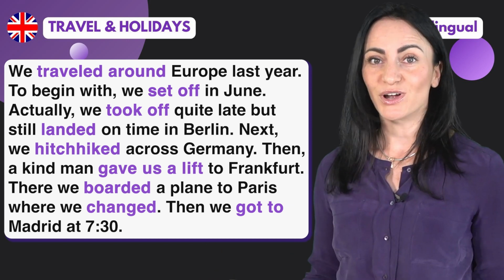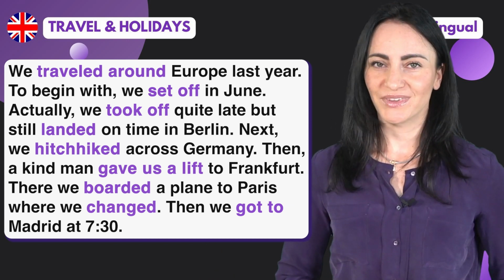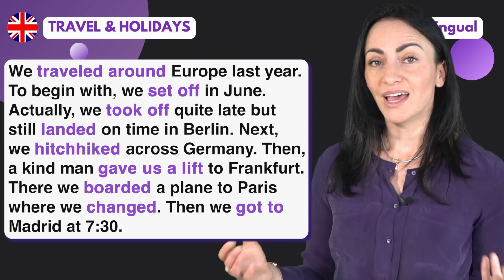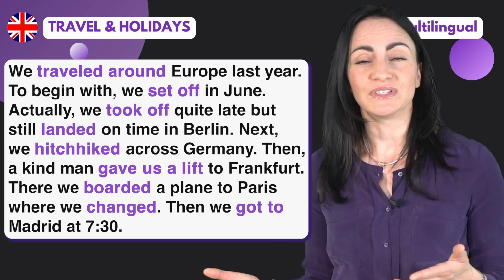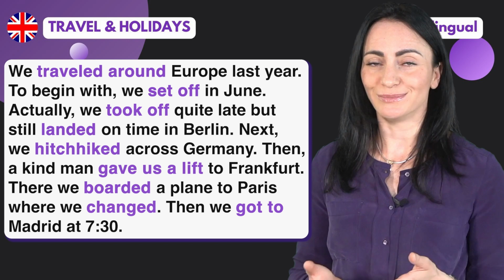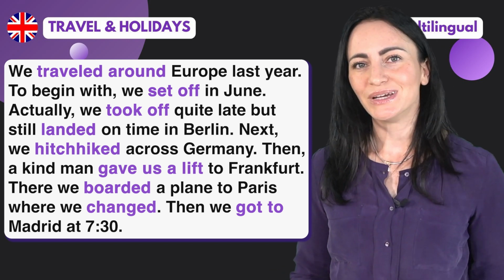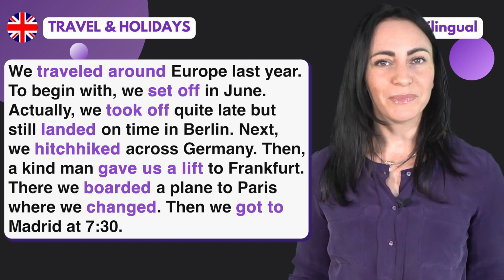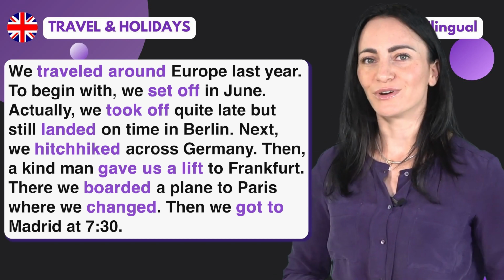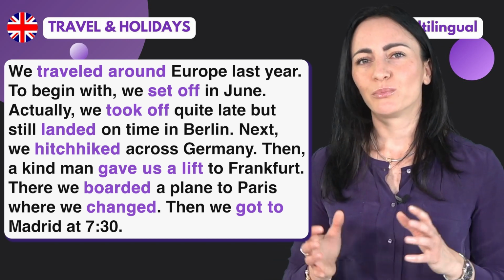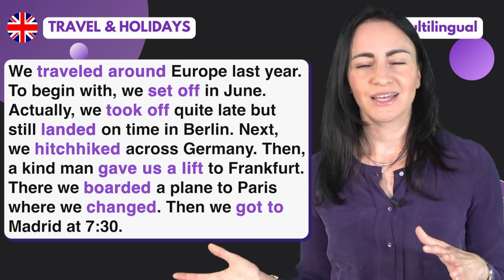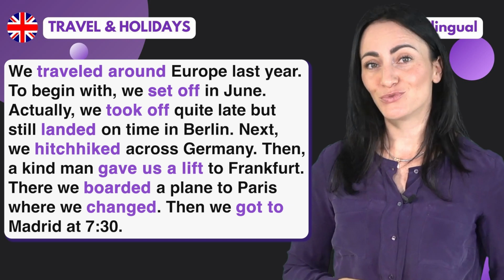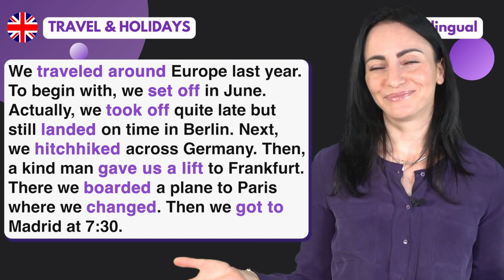We traveled around Europe last year. To begin with, we set off in June. Actually, we took off quite late, but still landed on time in Berlin. Next, we hitchhiked across Germany. Then a kind man gave us a lift to Frankfurt. There we boarded a plane to Paris, where we changed. Then we got to Madrid at 7:30.